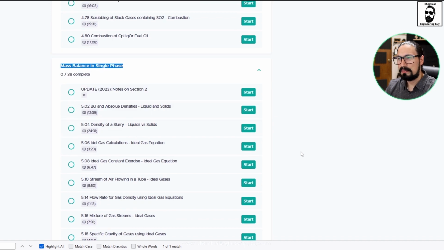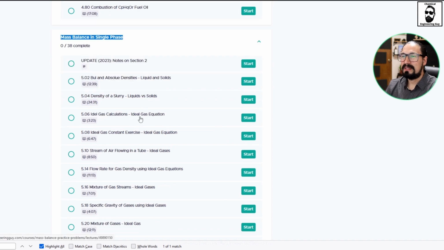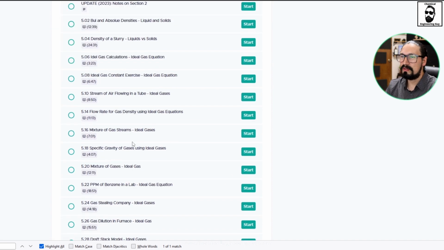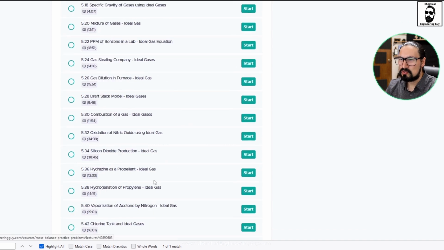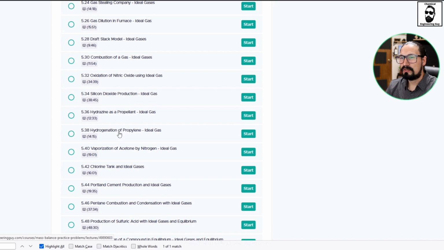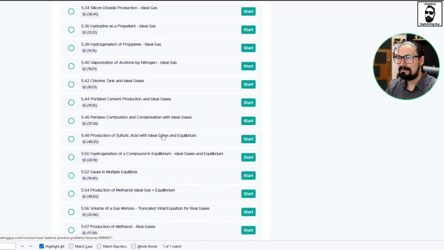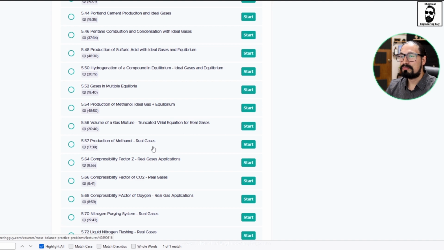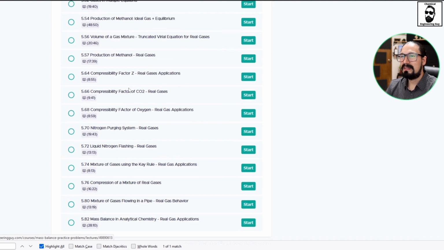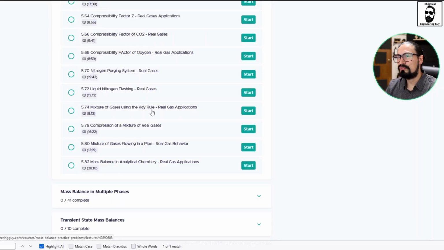As the name implies, we're going to be working with a single phase, typically either liquid, solid, and of course gases. We talk about ideal gases, but also real gases, how to model those, why these are important to model in the industry, of course, but more importantly, applications to those types of industries. For instance, we're talking about hydrogenation using ideal gas. We're talking about the production of sulfuric acid with ideal gases in equilibrium. We're also talking about the production of methanol using real gases. We have the compressibility factor for real gas applications. We also use Kay's rules, very important for those real gas applications of mixtures of gases, and so on.